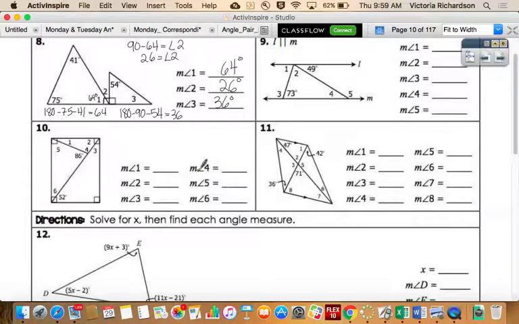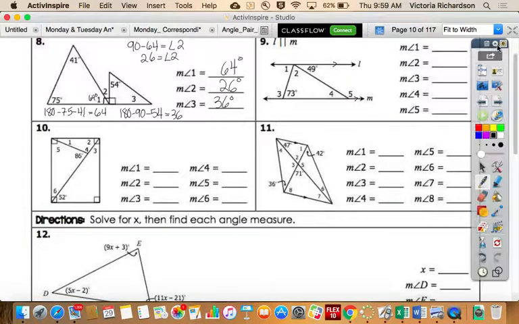On number 9, it tells you that line L is parallel to line M. Okay? So this line right here is parallel to this line right here. When we have parallel lines, and you have other lines that cross them, you call those other lines transversals. And when you have transversals, there's some really cool little tricks about them that will help you to figure out missing angles.